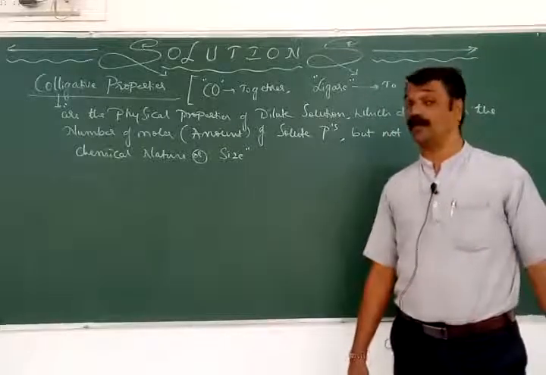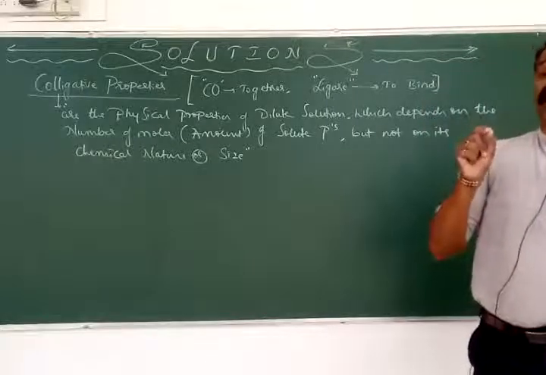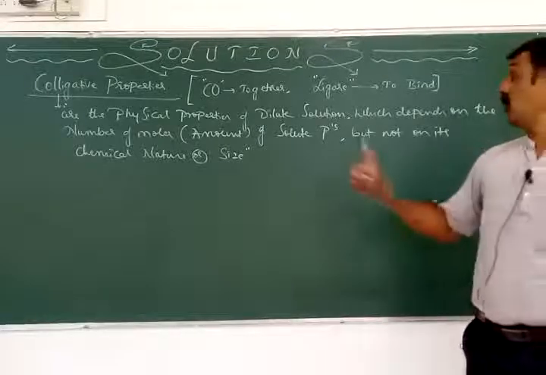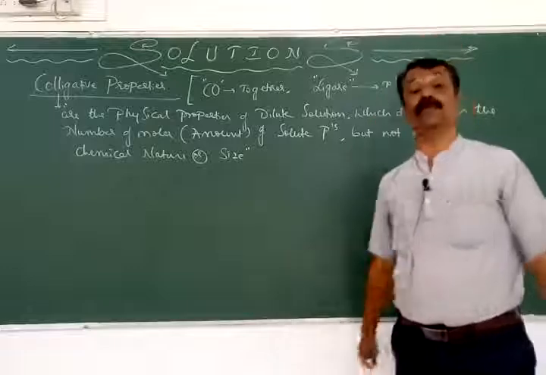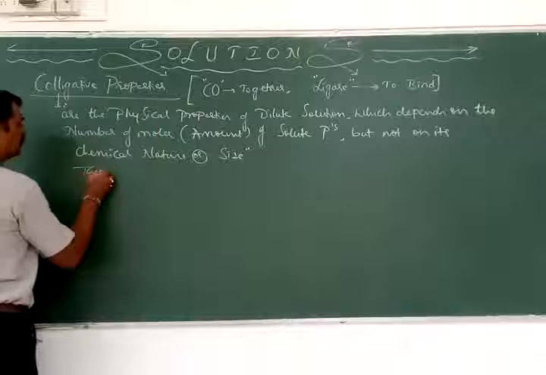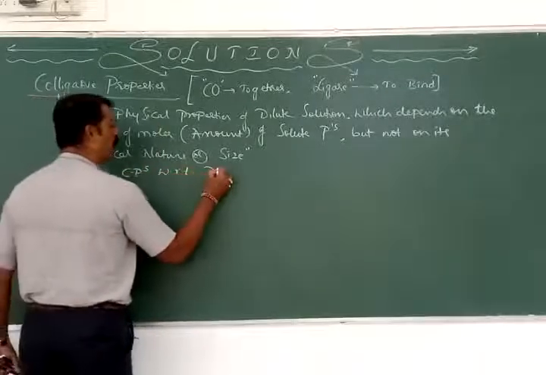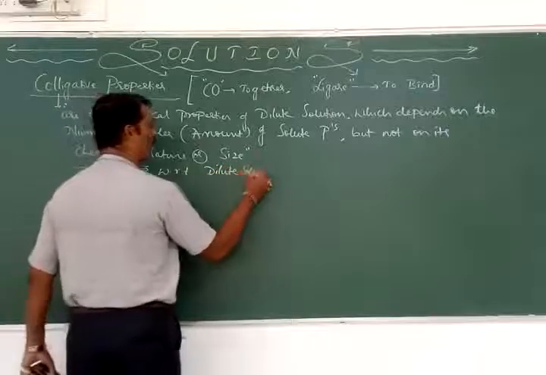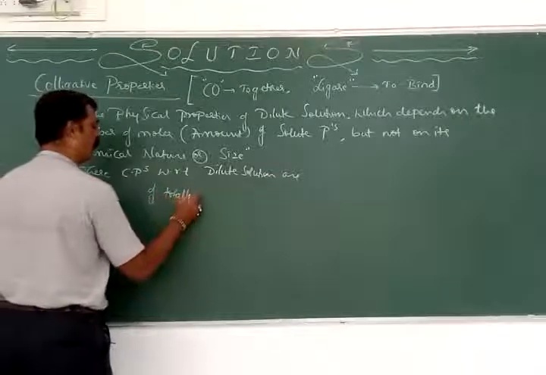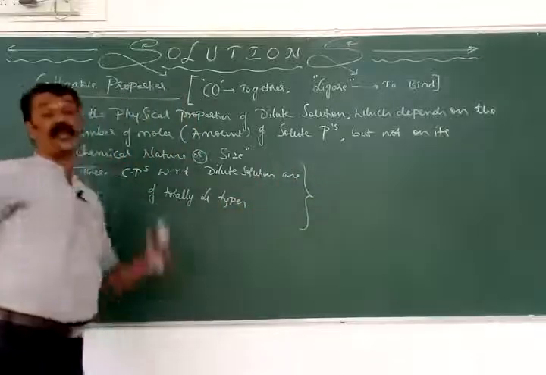And it is also mentioned that these properties are not dependent upon the amount of the solvent, but only upon the amount of the solute particles, not upon its chemical nature, or it may be the size. Okay. So these colligative properties with respect to dilute solutions are of totally 4 types.